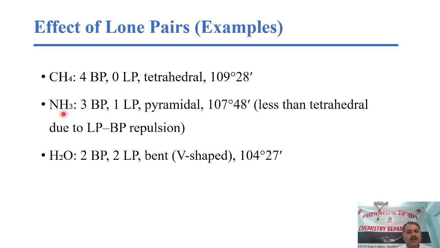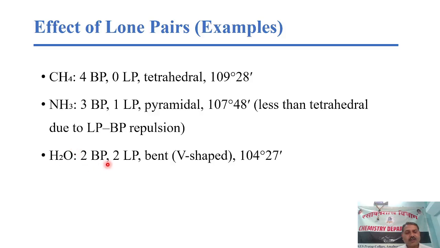Another example is the ammonia molecule. In the case of NH3 molecule, it has 3 bond pairs and 1 lone pair. So its expected geometry is tetrahedral, but the actual geometry is pyramidal because of the presence of 1 lone pair of electrons. So the expected bond angle is 109 degrees, but instead it is reduced to 107 degrees 48 minutes. That is due to the repulsion between the lone pair and bond pair of electrons.